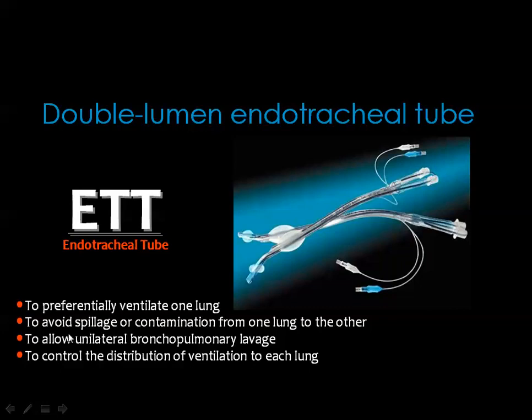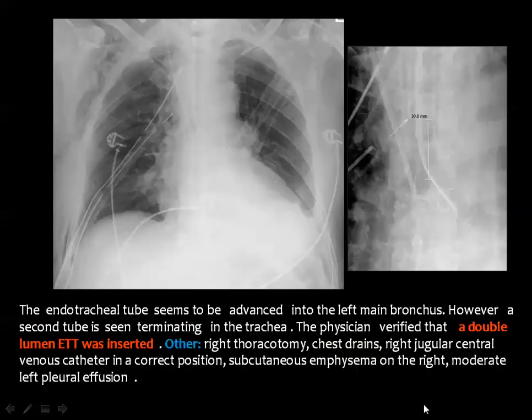Then to avoid spillage or contamination from one lung to another, if there is infection in one lung, especially in cases of TB, for example, then to allow unilateral bronchopulmonary lavage if you want to have samples from the bronchial lavage from one lung, not from both lungs, then to control the distribution of ventilation of each lung.